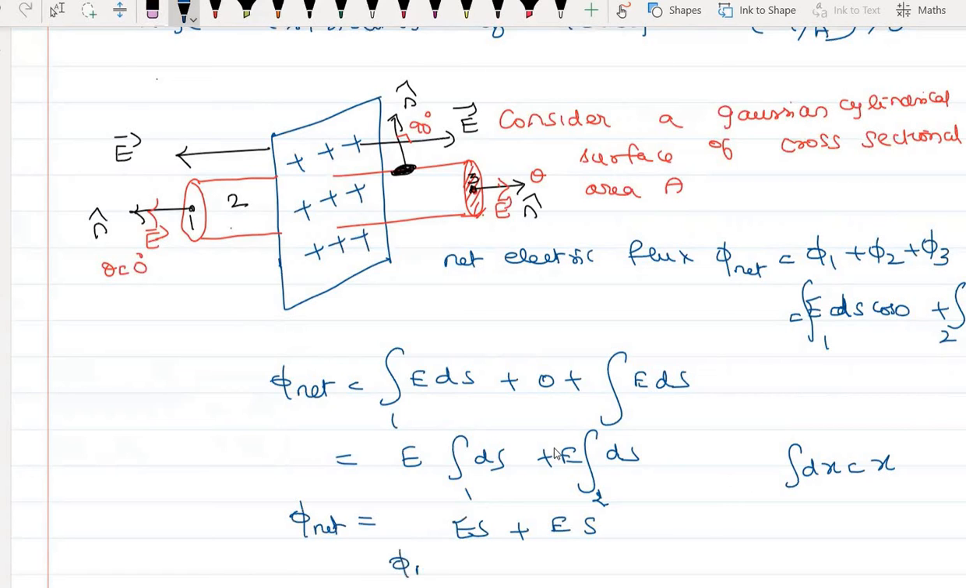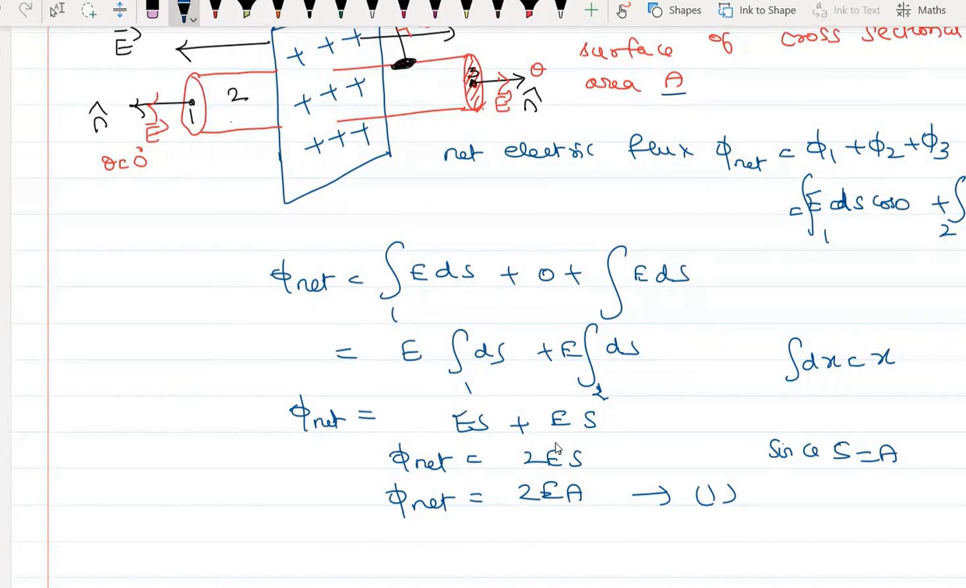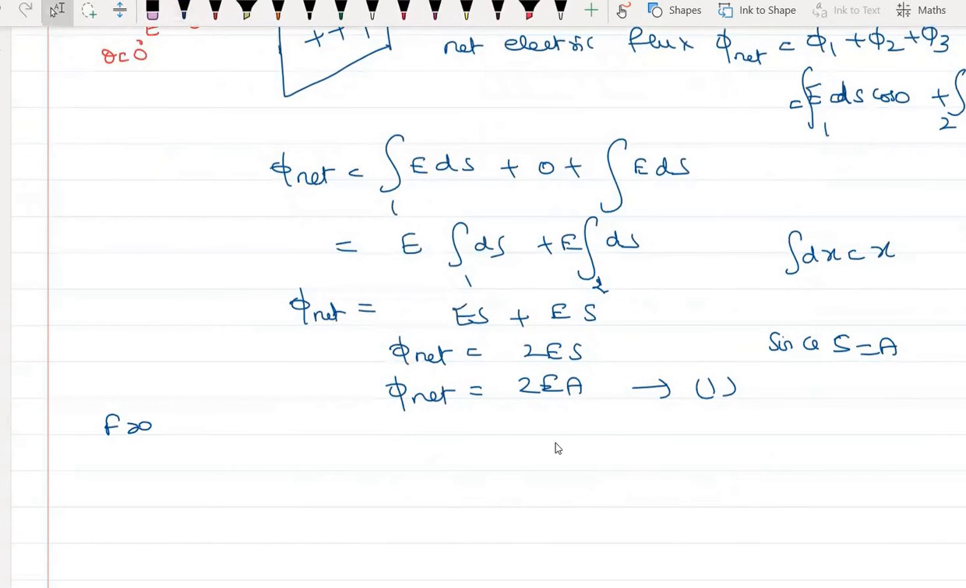So phi net is given by what? 2 times es. But what is the area of cross section we have taken? That is A. So 2EA, since S equal to A. Area of cross section I have taken here as A. So 2EA. From Gauss' law, what we know? Phi net is given by, sorry, not integration. Already we have done it, right? Now from Gauss' law, Q by epsilon naught.